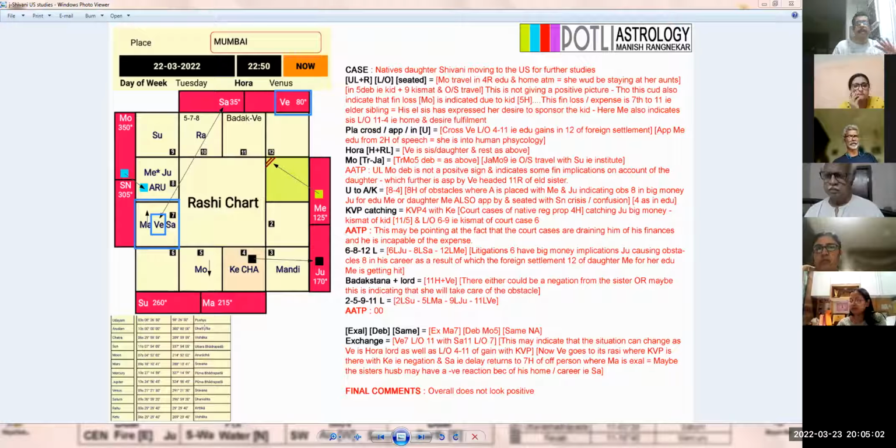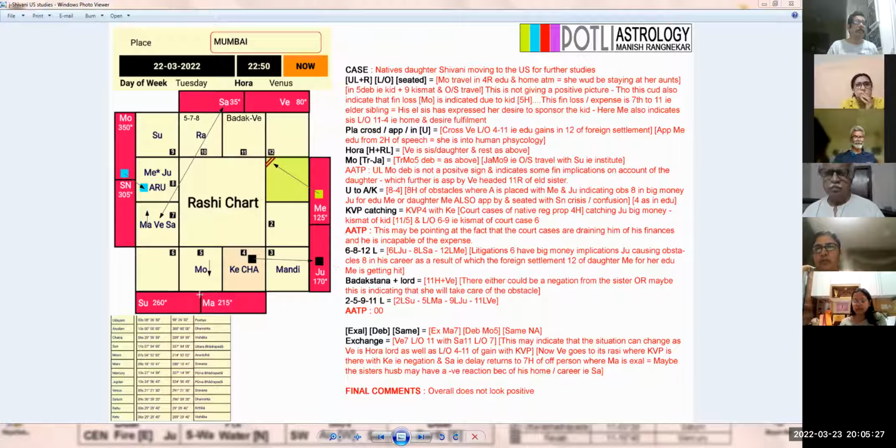Does the 7th house have anything to do with the daughter or education? Nothing. Does the 12th house have anything to do with the daughter or education? Yes, foreign settlement. Okay, so hold on to this much. Now, which was the third planet we had said? Mercury, correct. So let's take Mercury.